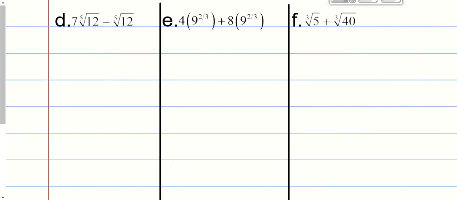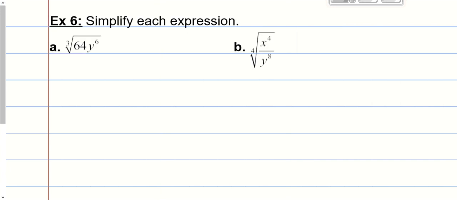All right. We are going to skip over these. These are just some extras. Let's look now at example 6. So in example 6, it says, again, to simplify. This one has variables, where before we didn't really have any variables. So we have the cube root of 64y to the 6th.